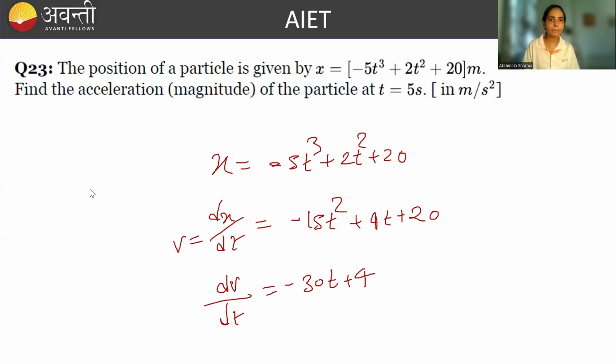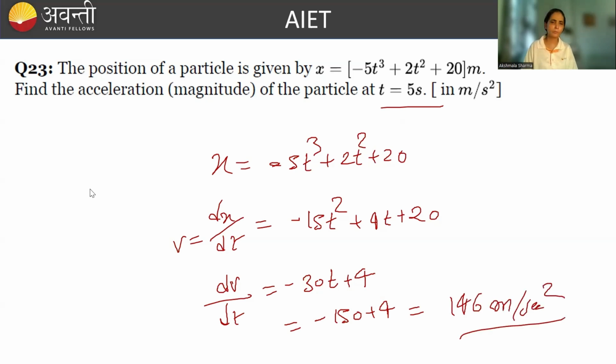So we have to calculate acceleration at t equal to 5 seconds. Put the value of t equal to 5 seconds here: minus 150 plus 4, and this is minus 146 meter per second square. The question was simple, right?